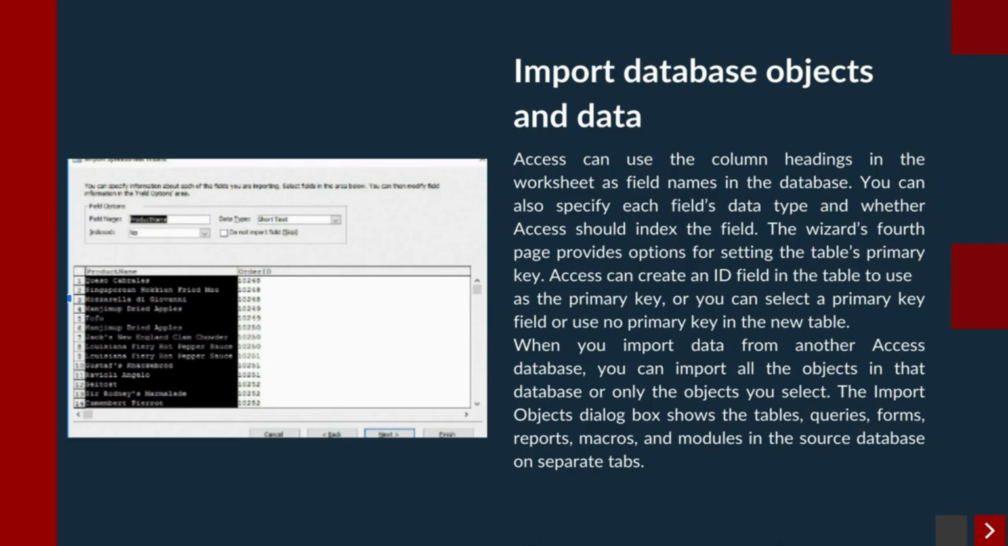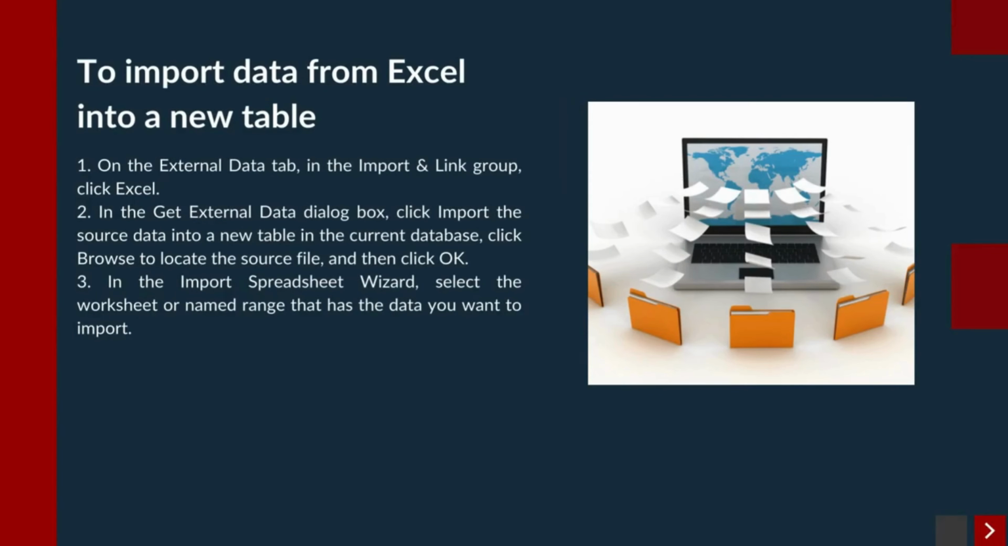When you import data from another Access database, you can import all the objects in that database or only the objects you select. The Import Objects dialog box shows the tables, queries, forms, reports, macros, and modules in the source database on separate tabs. To import data from Excel into a new table: 1.